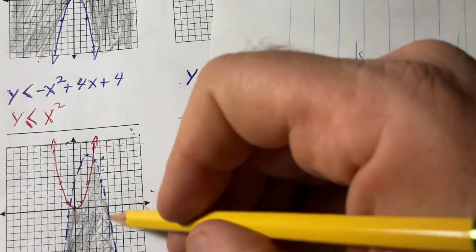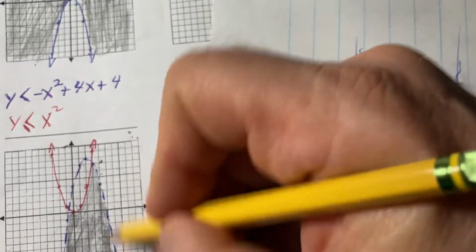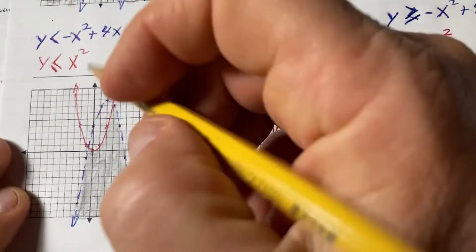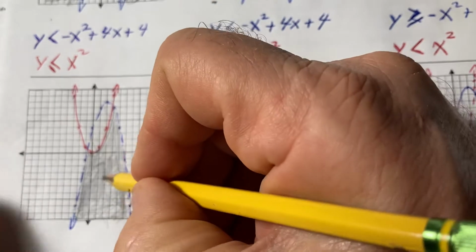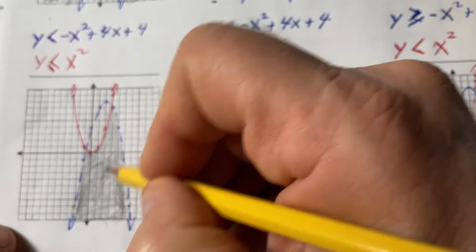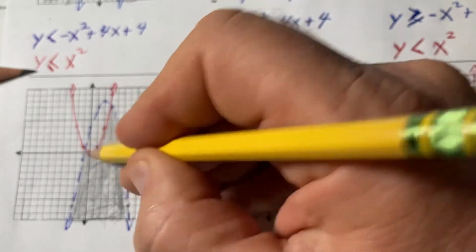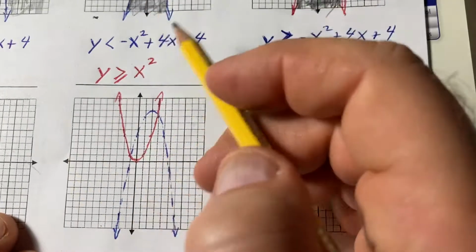So now, this area right here, this whole area right here satisfies both of those inequalities. It's below this one, and it's below this one. So that area would satisfy. Let's go to the next one. This one, we got two more and we're done.